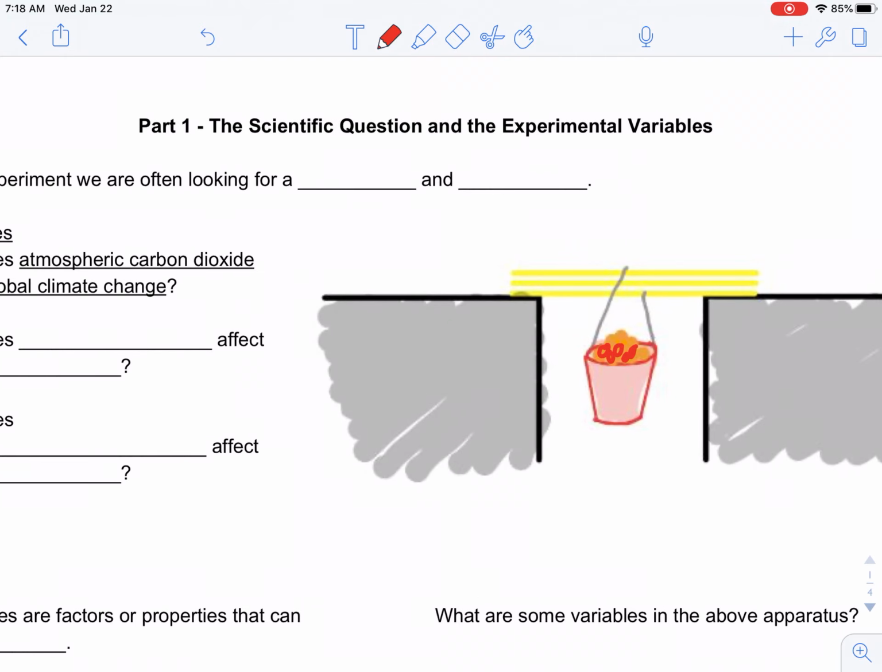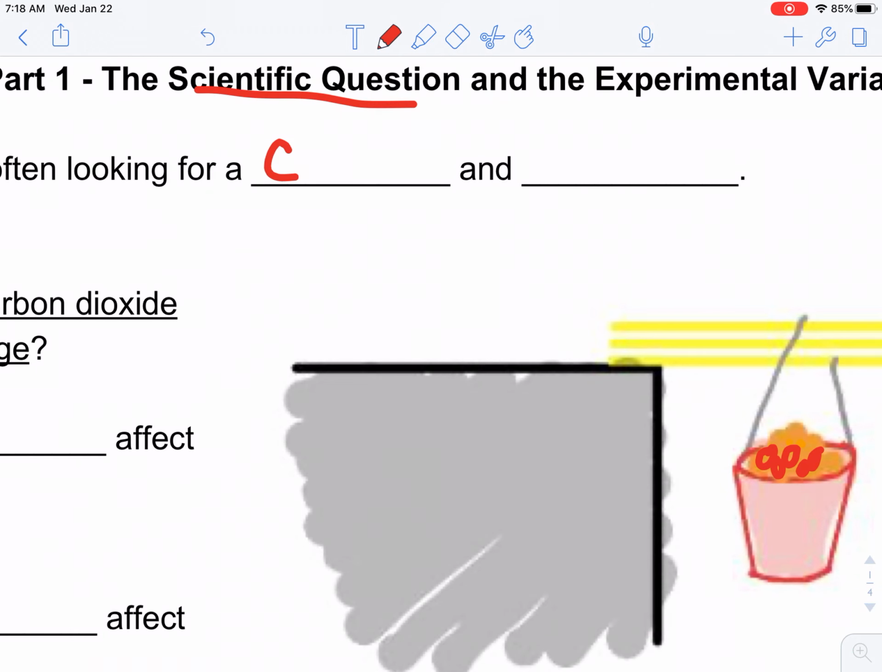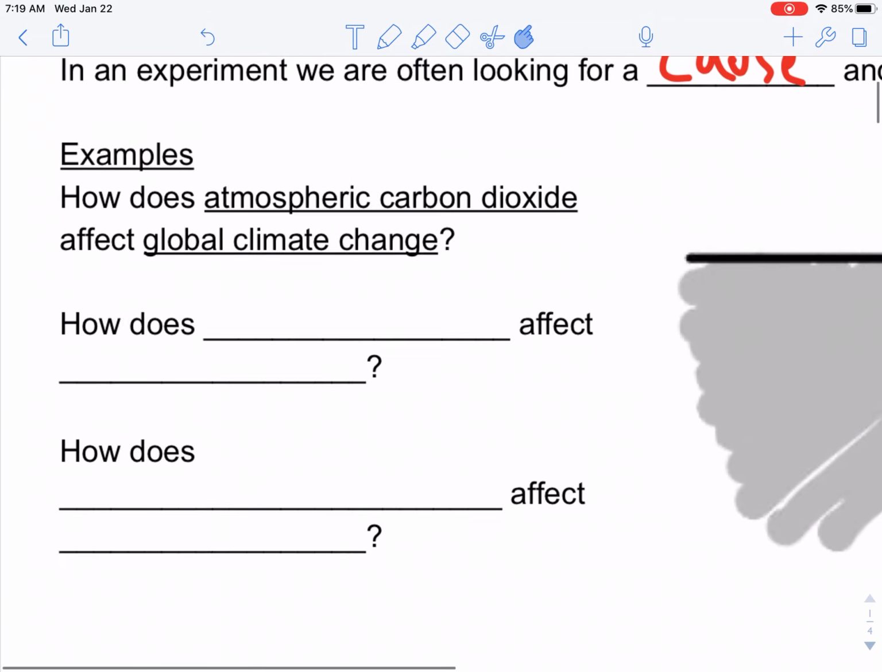The first one is the scientific question. Now, in science, we're always asking a question, and then we're testing the question to perform an experiment. And in the experiment, we're looking for a cause and an effect. Cause and effect. So let's think of some examples.